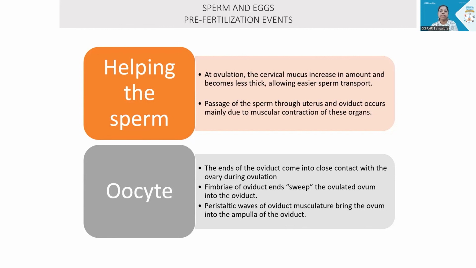So we need to remember that it is from the lateral to the medial end where the oocyte has been picked up from the fimbrial end, and it is transported towards the ampullary junction where the fertilization has to occur.